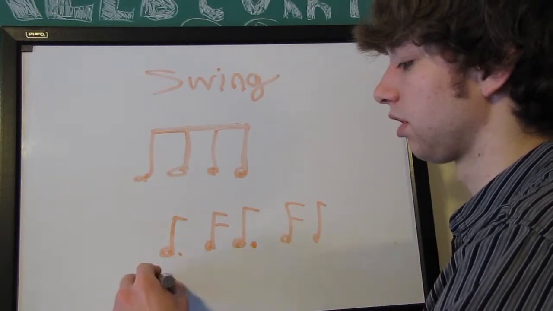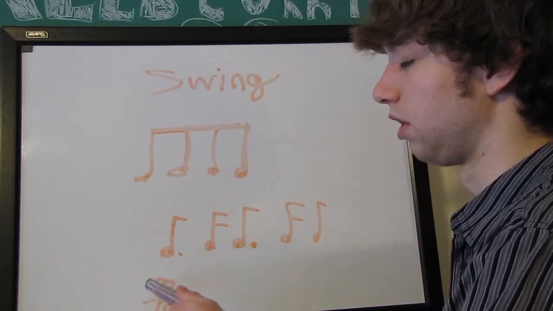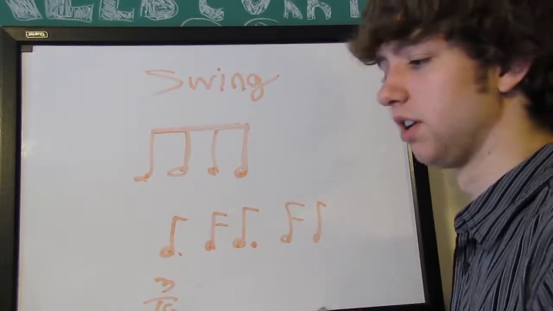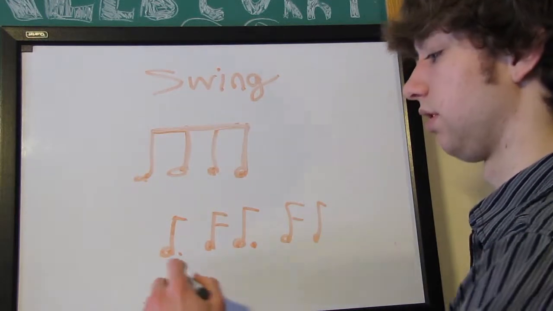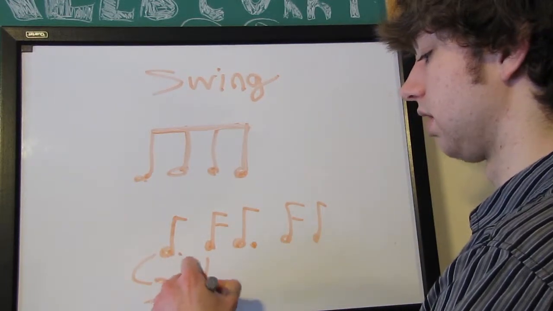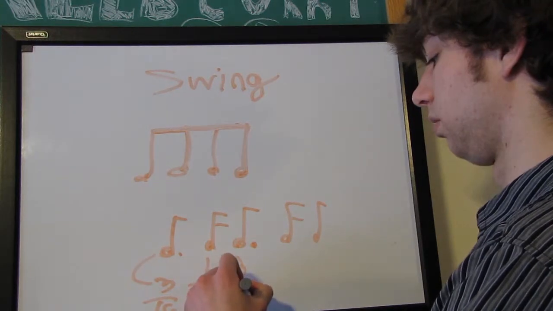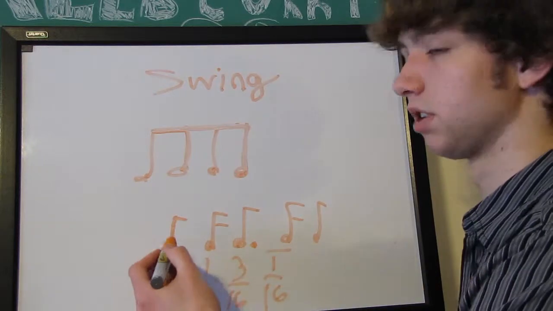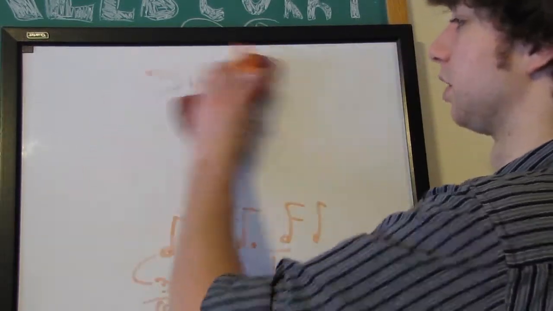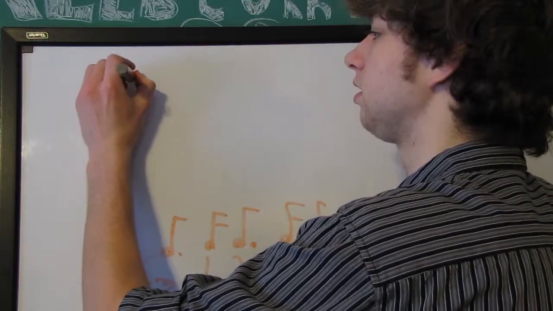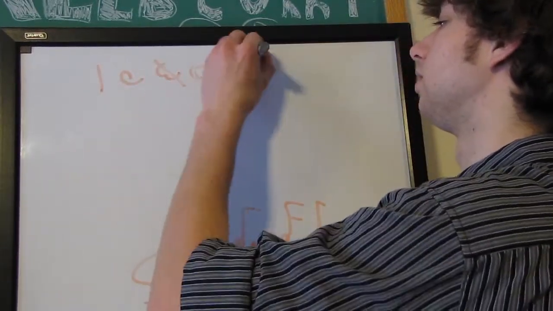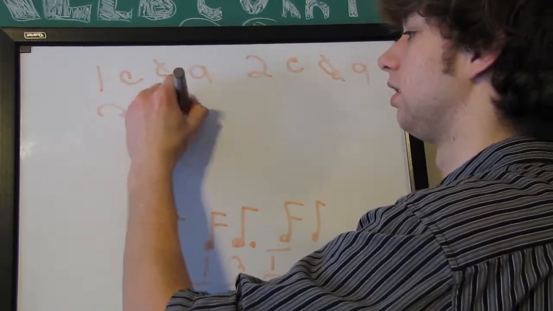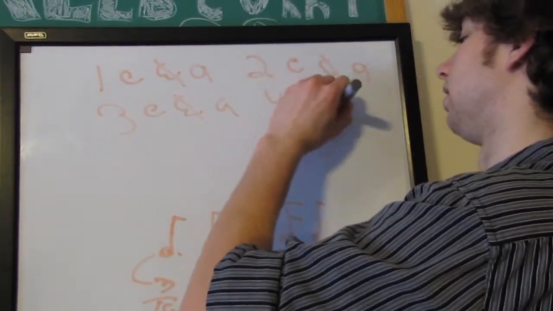So now these are worth 3/16. One E and a, 2 E and a, 3 E and a, 4. If I tap the beats, remember these are worth 3 sixteenths, these are worth 1 sixteenth. So if we're counting, let me write out the counts for you guys. 1 E and a, 2 E and a, 3 E and a, 4 E and a.